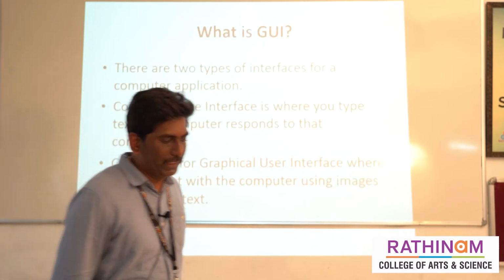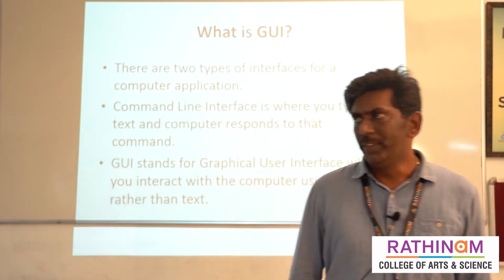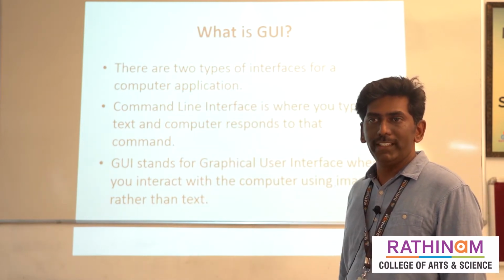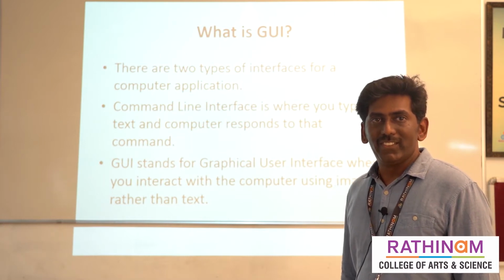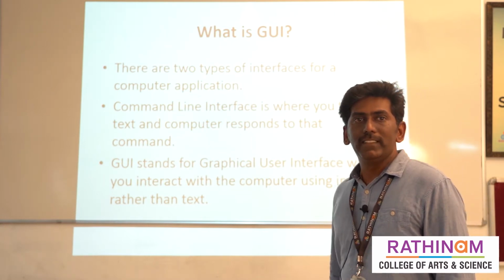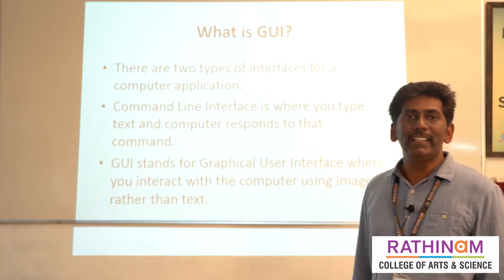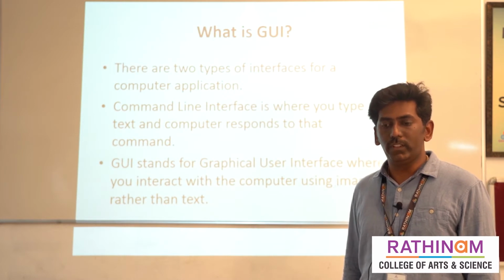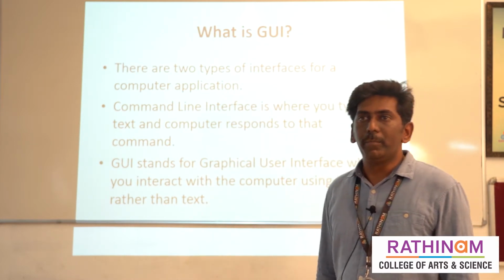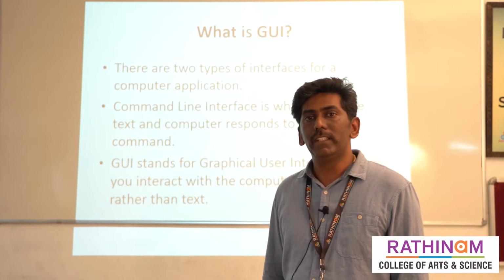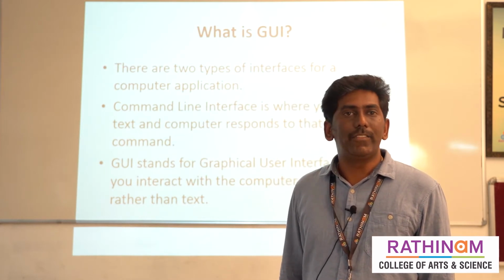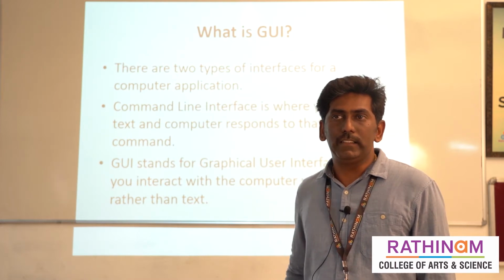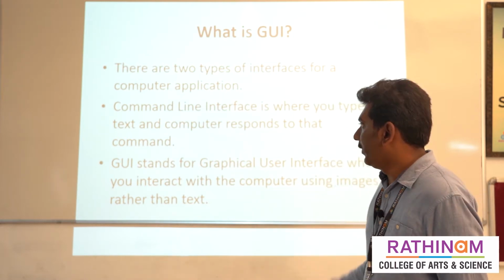Before I move to the GUI checklist, what do you mean by GUI? Can anyone tell me what the types of GUI are? There are two parts: one is called the command line interface and the other is the graphical user interface. These are the two important ways to communicate with the computer. Here we are going to look at the graphical user interface.